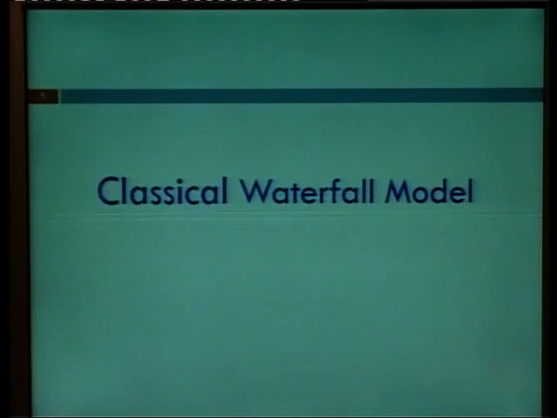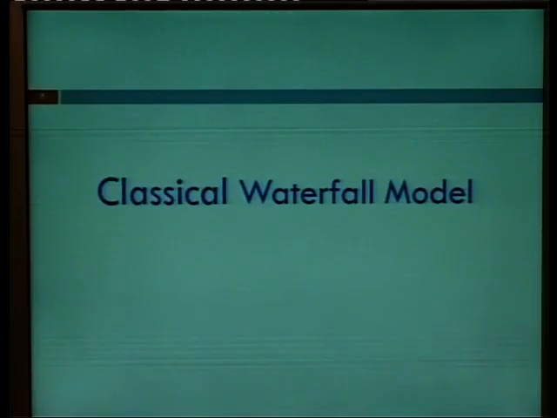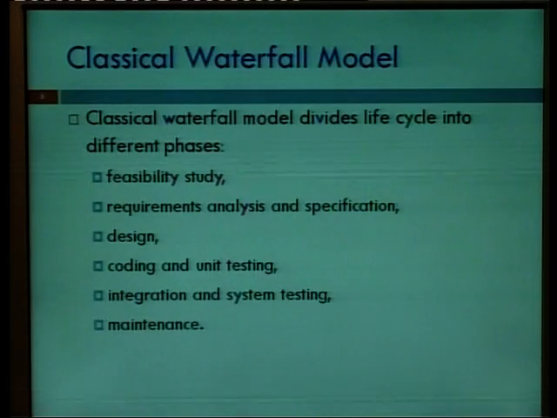Now, we will start the different lifecycle models of the software development lifecycle. The different models are the classical waterfall model, iterative model, evolutionary model, spiral model and the prototyping model. We will start with the classical waterfall model.